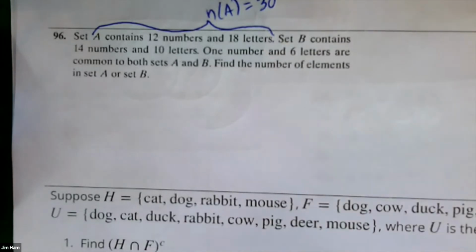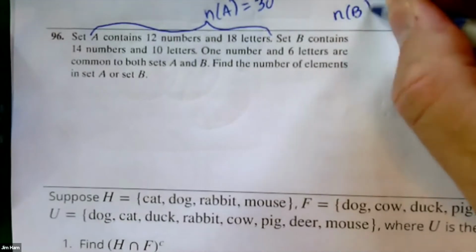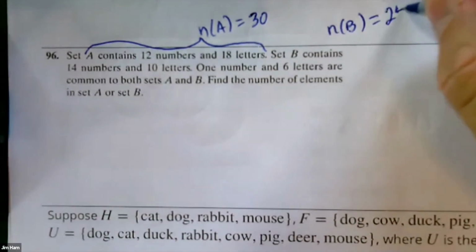They can be anything. Okay, read the next sentence. The number in B is what? B is a set that contains 14 numbers and 10 letters. Think of the numbers 1 through 14 and the letters A through, I don't know where the 10th letter is. Yes, okay, very good. 24?